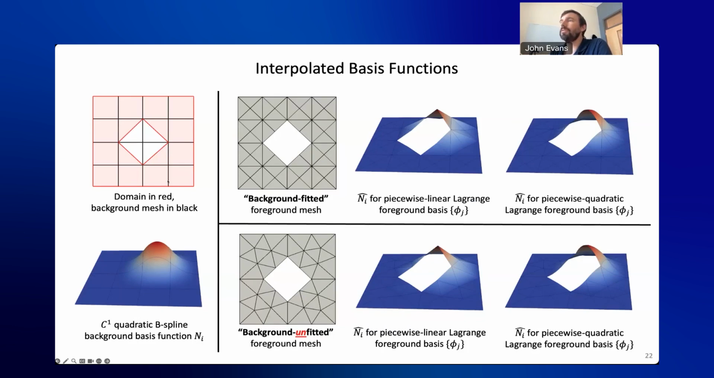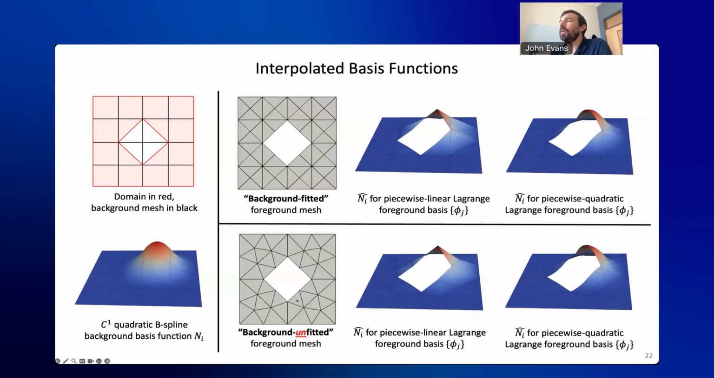And now what we can do is we can create a foreground mesh, right, that is body fitted, for instance, by creating a triangulation such that each of the triangles lies within a unique background cell. So this gives us a so-called background fitted foreground mesh. And then we can interpolate onto either a linear or quadratic Lagrange space defined over this mesh, and we get these two approximations of the background basis function respectively, right?